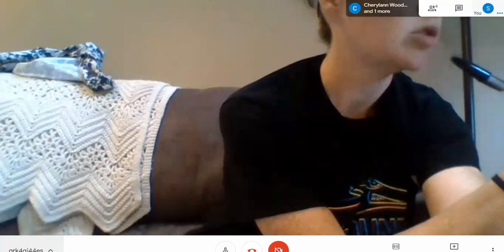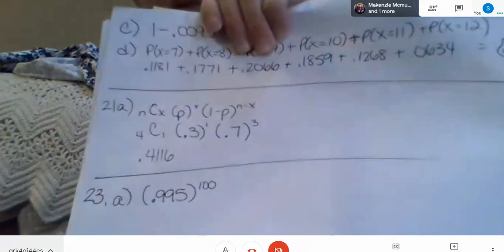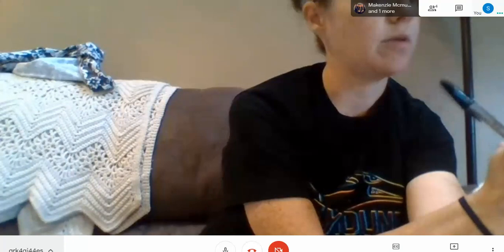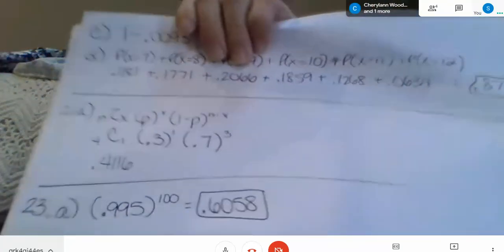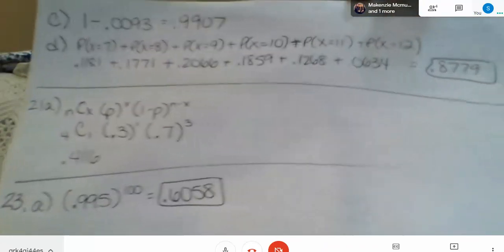So the probability that the bulb lasts is 0.995. And I want all 100 of them to last. So I could either write this times itself 100 times, or the shortcut there would just be to write that to the 100th power. And that gives us 0.6058. So we have a little over 60% chance that every light will work for 2 years.